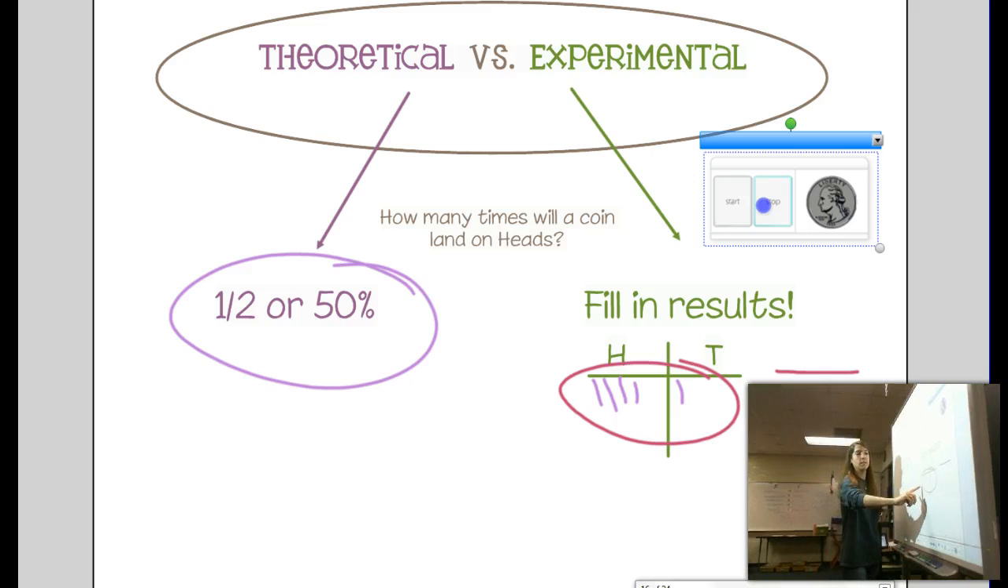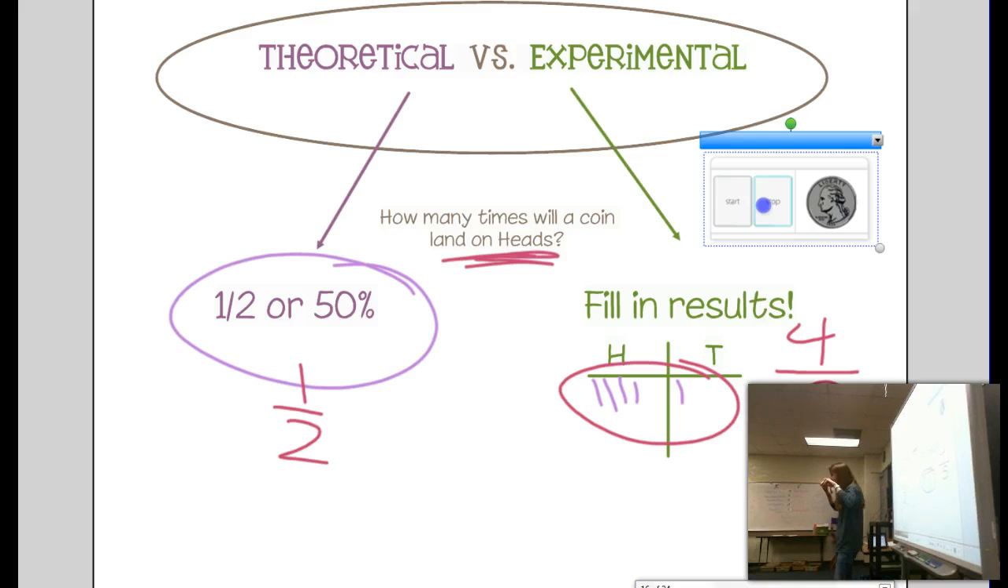We did it how many times? 5 times. You always put the total in the denominator every time, no matter what. How many times did we land on heads? 4 times. So there's the theoretical. Theoretical is 1/2. That means in theory, 1/2 of the time. But then experimental was 4 out of 5.